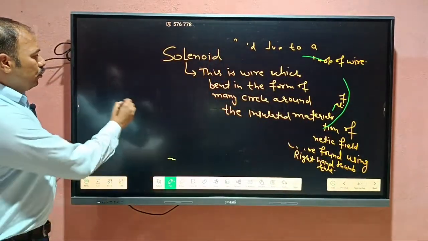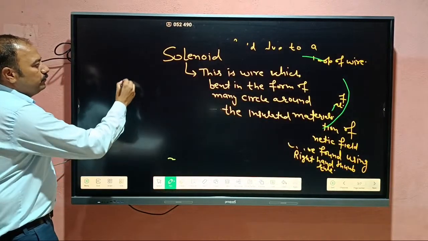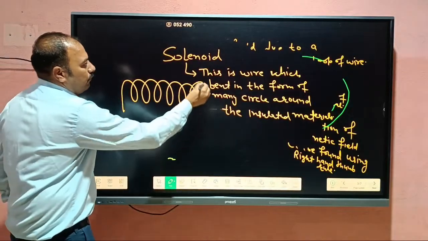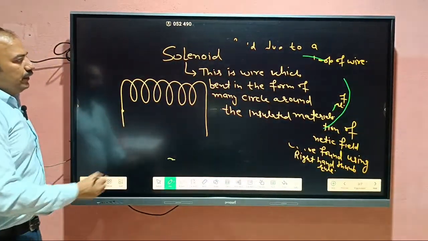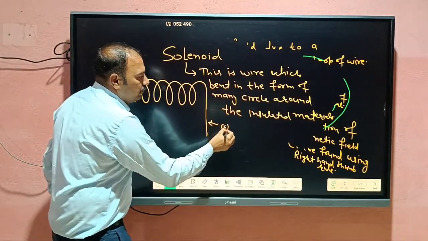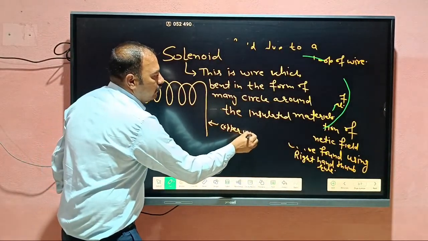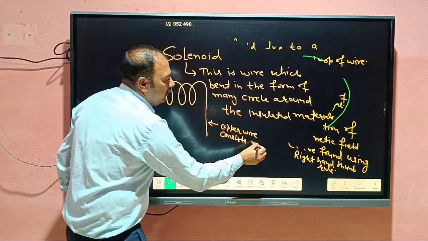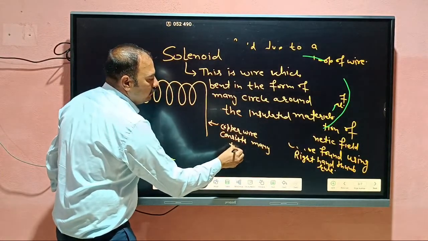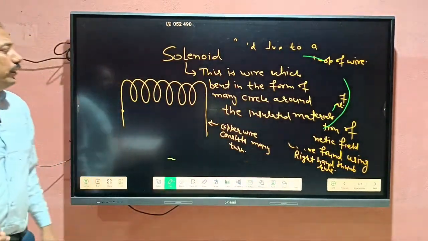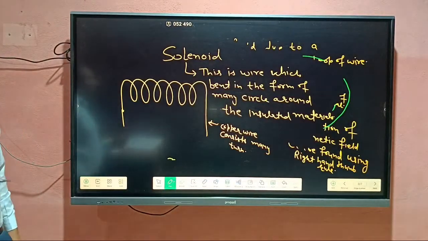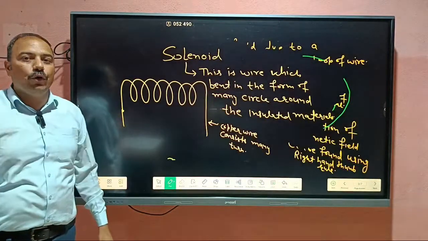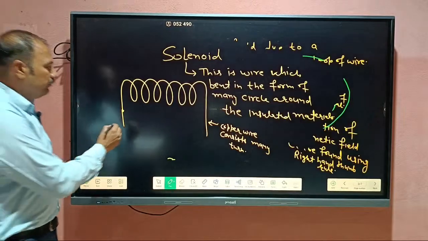So basically, the structure of a solenoid is like this. This is a copper wire, for example. The copper wire consists of many turns. So this is an example of a solenoid. When we connect a voltage here, what happens? Electric current is produced, and whenever electric current is produced in a wire, it produces a magnetic field.